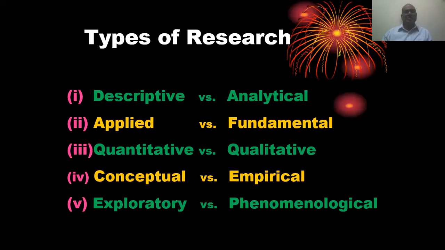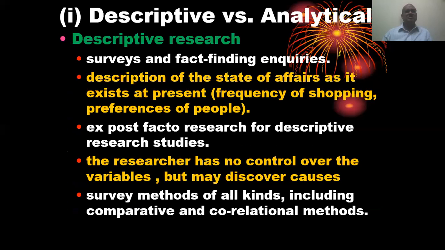Now let us see what gets defined by descriptive research. In descriptive research, basically, we are doing surveys and fact-finding inquiries. Typically, marketing research people do something like this. They'll have a lot of questionnaire design, and through that questionnaire they try to find out frequency of shopping, preference of people, and so on. Basically, they try to find out the state of affairs. Sometimes they collect data on what exists at present or what has occurred in the past. If you look into what has happened in the past, you try to find out why this has happened, and so on.